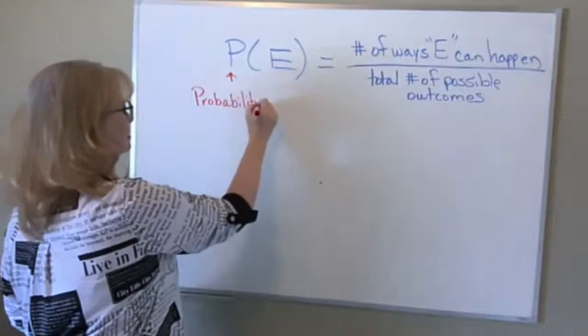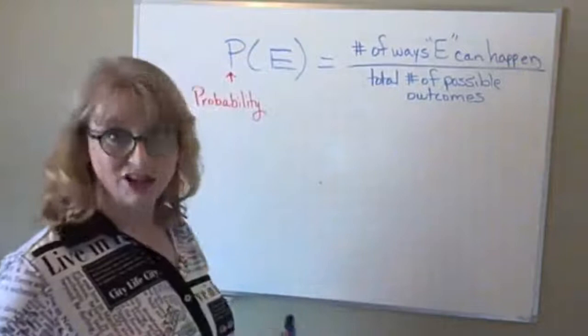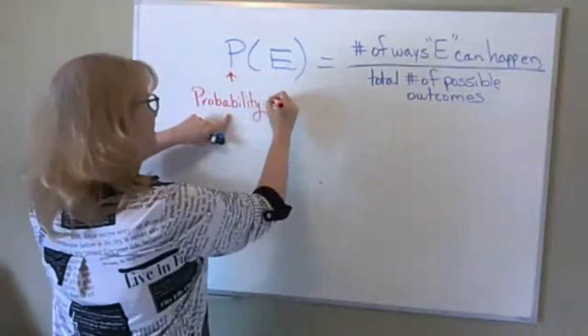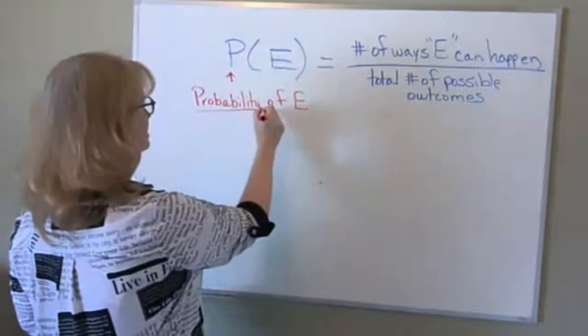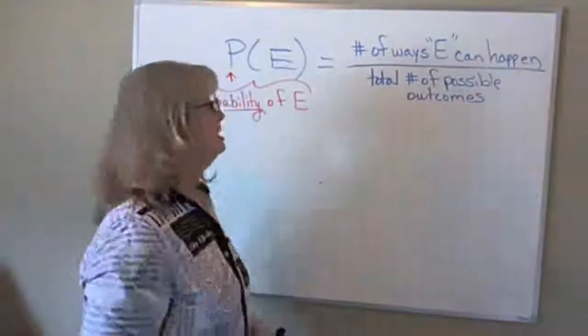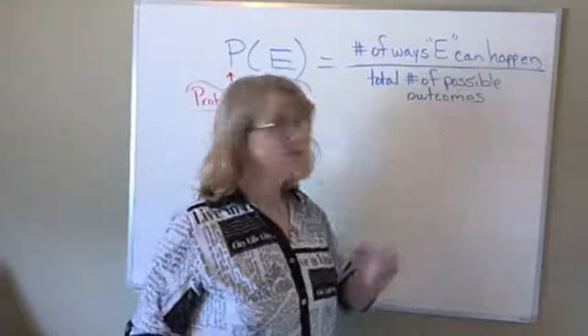And in math, another common use of parentheses, and I apologize that mathematicians sometimes use the same symbol to mean different things. But when you're talking about this, this whole expression means the probability of E. The P means probability. And then the whole expression means the probability of E. So when you're doing classical or theoretical probability, which is what we do most, the probability of E occurring is the number of ways E can happen over the total number of possible outcomes.